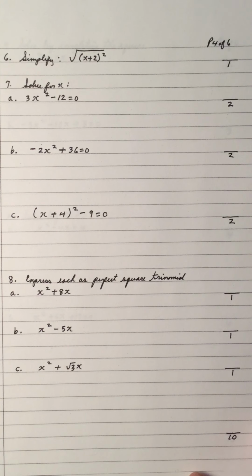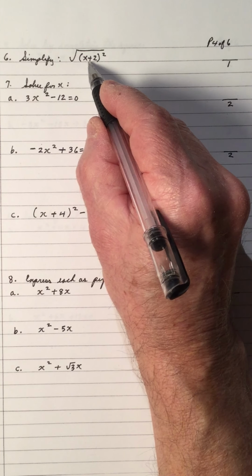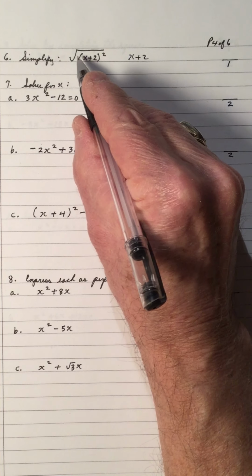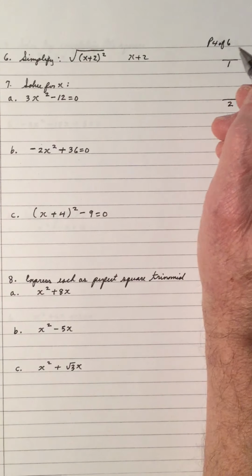Number 6, simplify. Simplify the square root of x plus 2 all squared, and the answer is just x plus 2. Because the square root of this squared is whatever is underneath this square here.